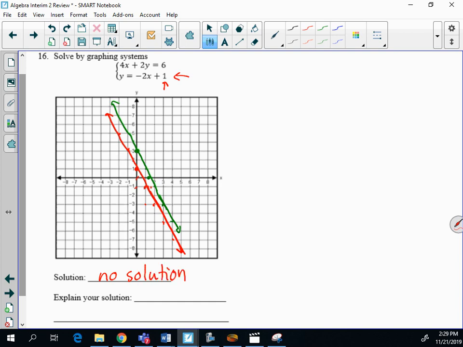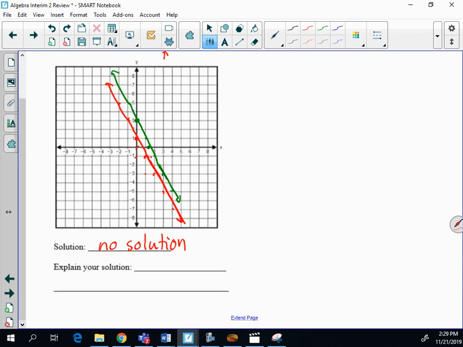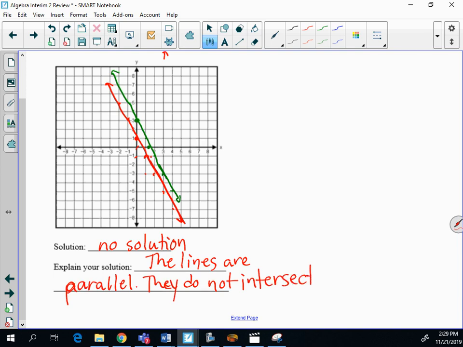And we need to explain ourselves. So explaining your solution, we would say the lines are parallel. They do not meet, or they do not intersect. So that can be your explanation. They do not meet or they do not intersect, so therefore they have no solution.